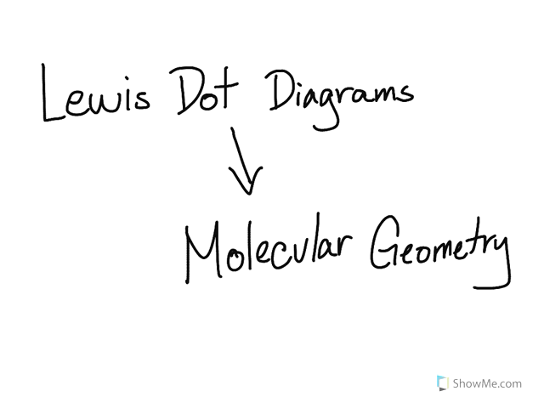Tonight we're going to take a look at how we use the Lewis dot diagrams to actually predict what the simple molecular geometries for these simple molecules would be. First thing that we need to understand is that there's this thing called VSEPR theory.